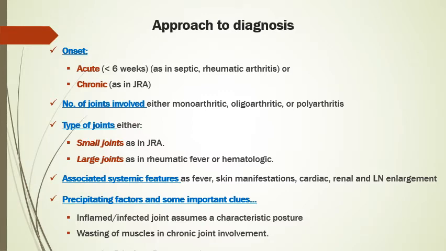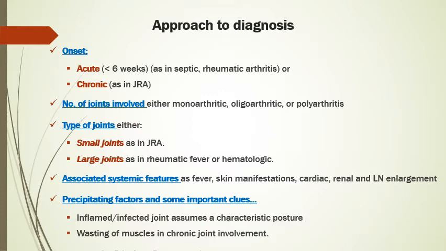And we must review associated systemic features. I must ask about fever, skin manifestation in the form of rash, ecchymosis, purpura, ulceration, cardiac examination, renal involvement and lymph node enlargement. Precipitating factors and some important clues. An inflamed infected joint assumes a characteristic posture as in septic arthritis, while wasting of a muscle occurs in chronic joint involvement.